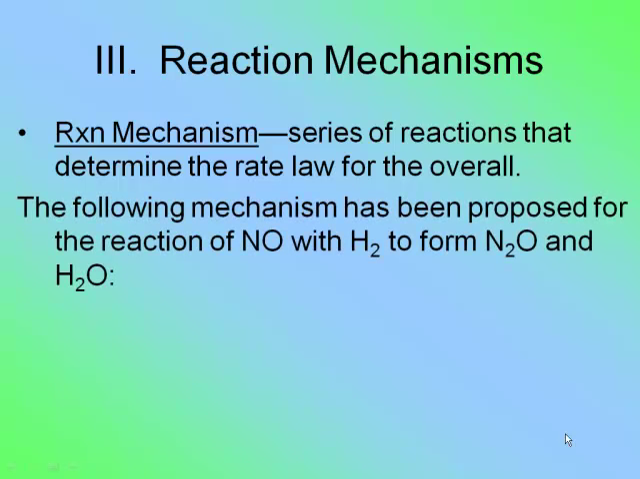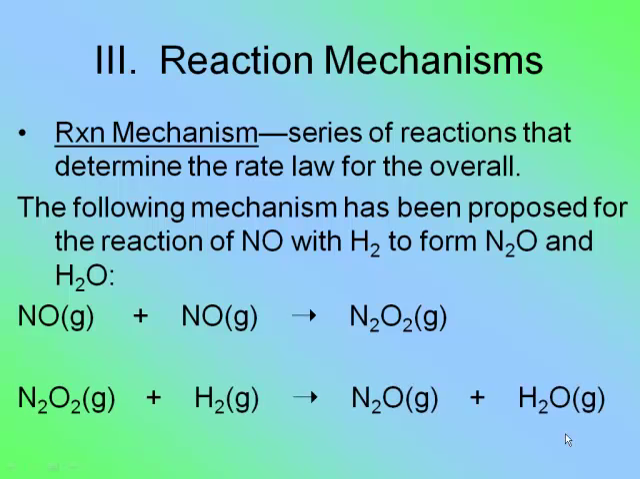Now let's look at it from a chemical perspective. Here's an example. It says the following mechanism has been proposed for the reaction of NO with H2 to form N2O and H2O. So step one that must occur is two molecules of NO must react, and when they react, for some reason they form N2O2. That N2O2 then reacts with H2 to form N2O and H2O. So the overall reaction was 2NO gas plus H2 gas to form N2O gas plus H2O.